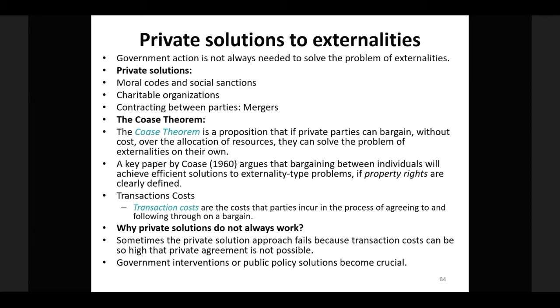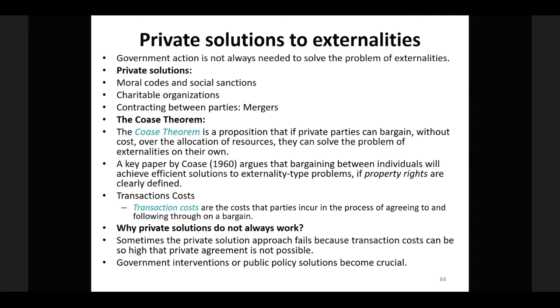So what I sent to you to read yesterday talks about a doctor who has relocated or has taken an office close to a baker. The baker makes a lot of noise. So here the baker is generating a negative externality to the doctor.